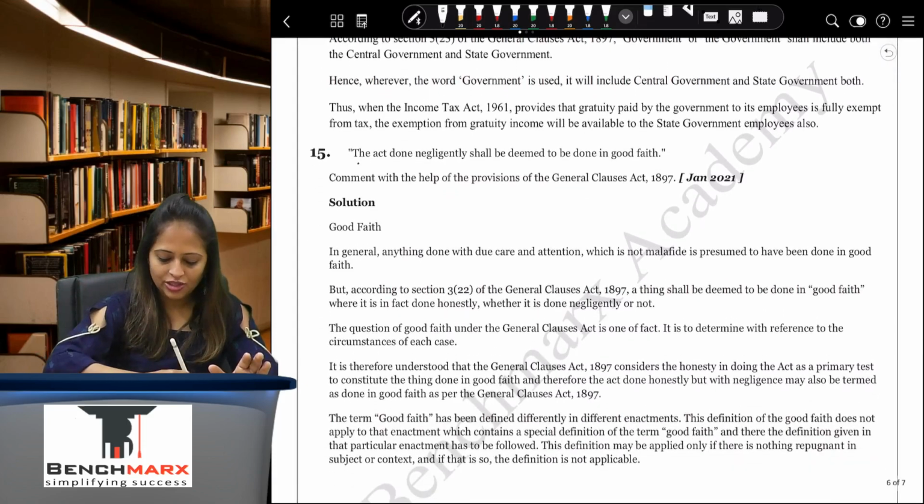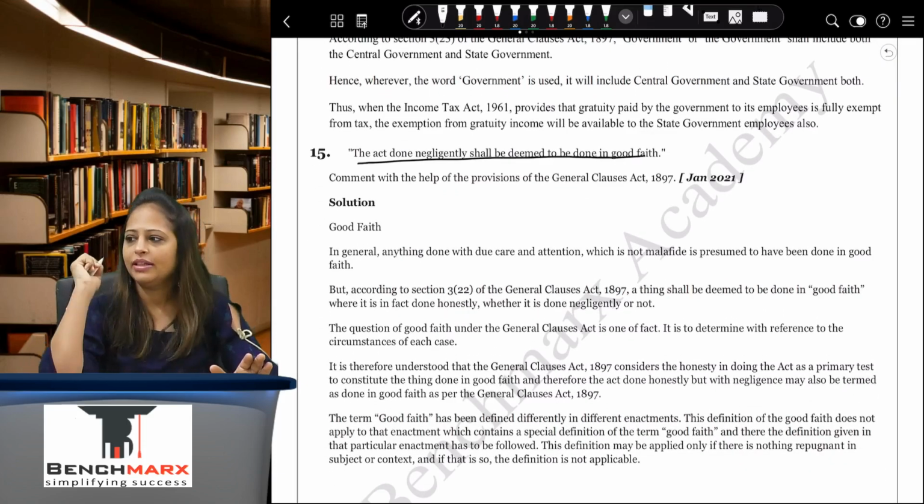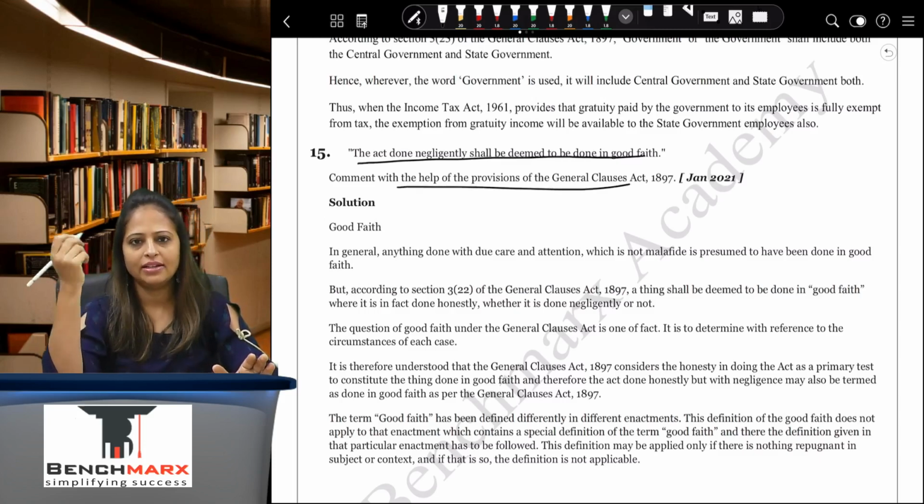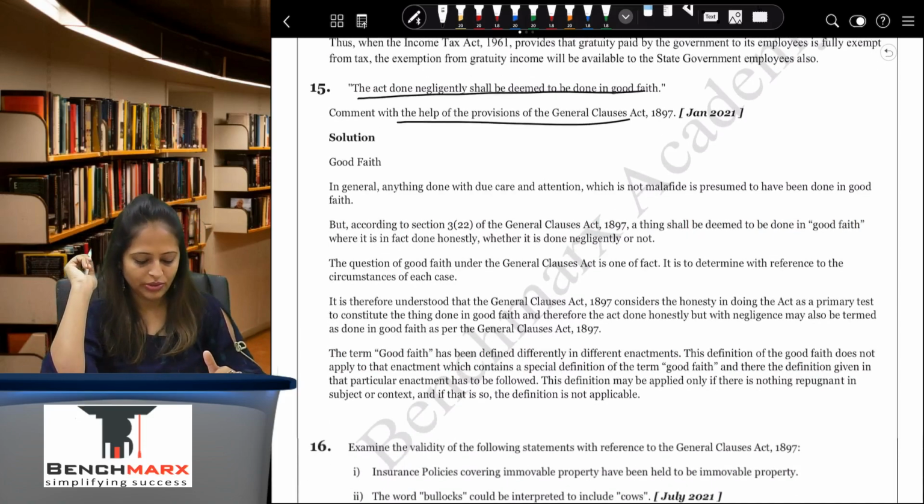The act done negligently shall be deemed to be done in good faith. Comment with the provisions of the General Clauses Act. Again, they are asking you a question on good faith.